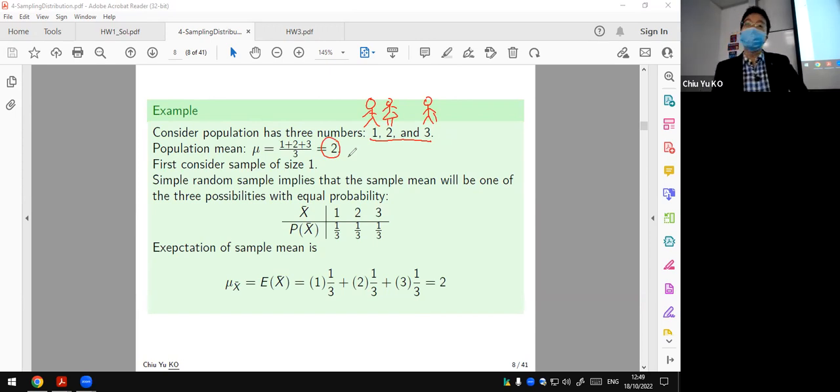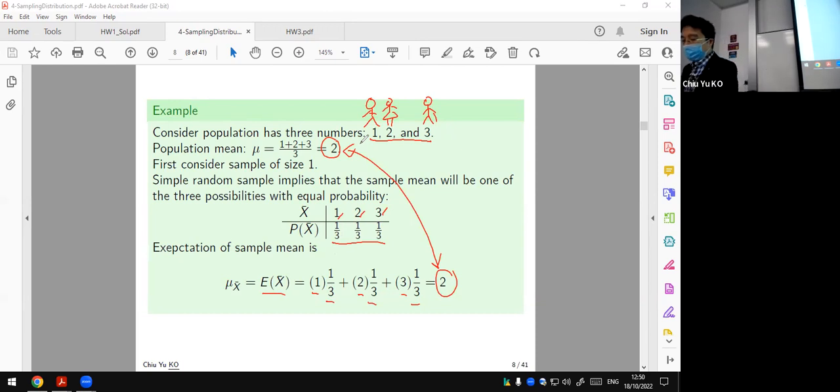Now let's consider the case of sample size 1. We just take one subject from this population. In this case, the sample mean will be either 1, 2, or 3, because the sample mean is just the single value itself, and each is equally likely. So the expected sample mean is 1 with probability 1/3, 2 with probability 1/3, and 3 with probability 1/3, which gives 2, the same as the population mean. Here I demonstrate that if the population has 3 elements and we do a simple random sample of size 1, the expectation of the sample mean is exactly the population mean, mu.